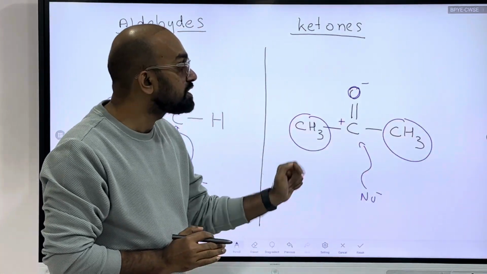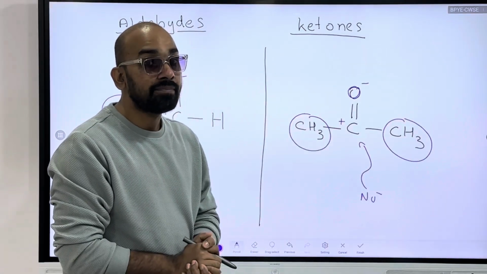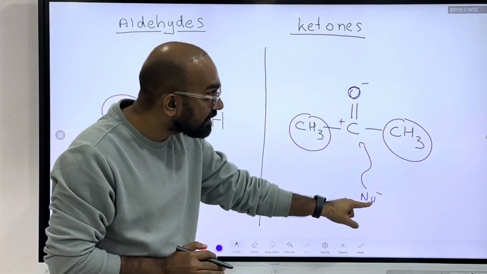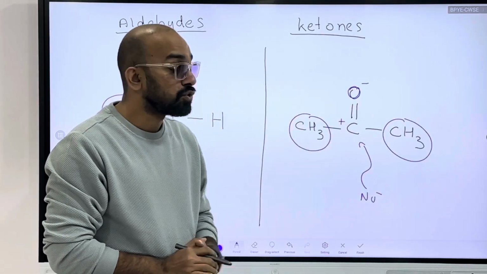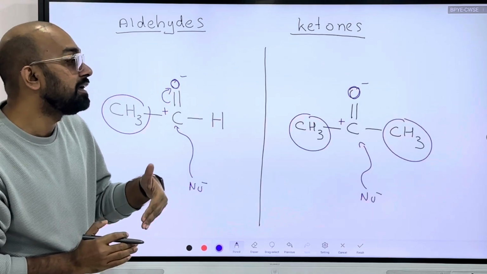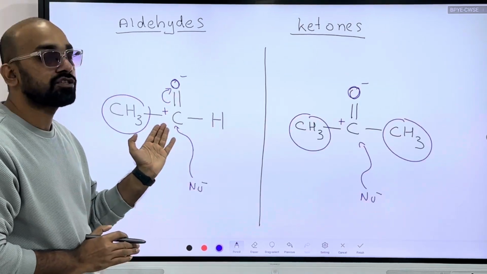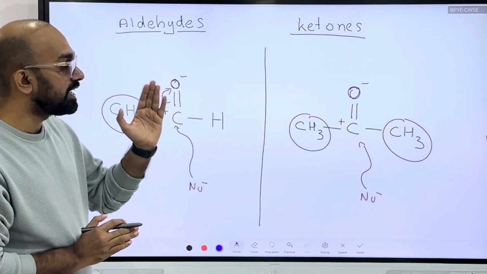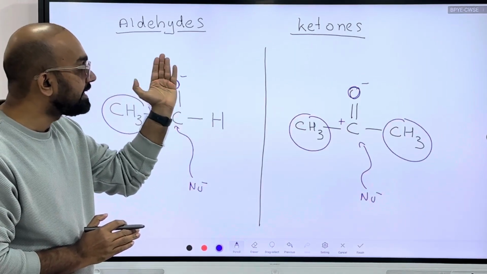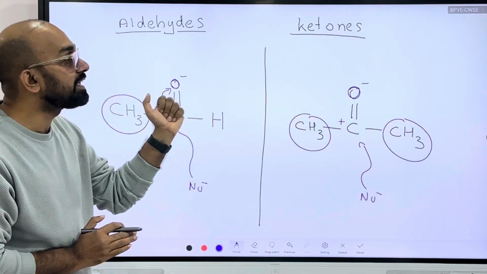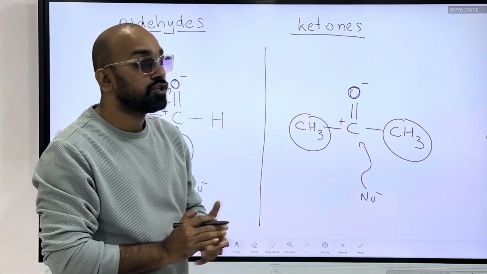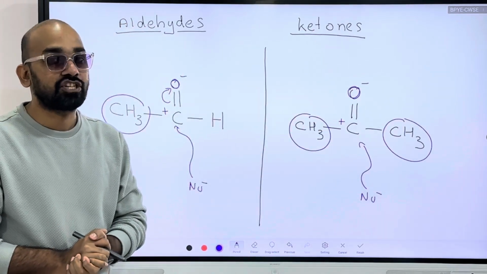If the positive charge on the carbon decreases, then what will happen? Its ability to attract nucleophile will decrease. So in which case will nucleophile be attracted more? In the case of aldehyde. So we can say due to electronic reason, aldehyde is more reactive than ketone towards nucleophilic addition reaction.